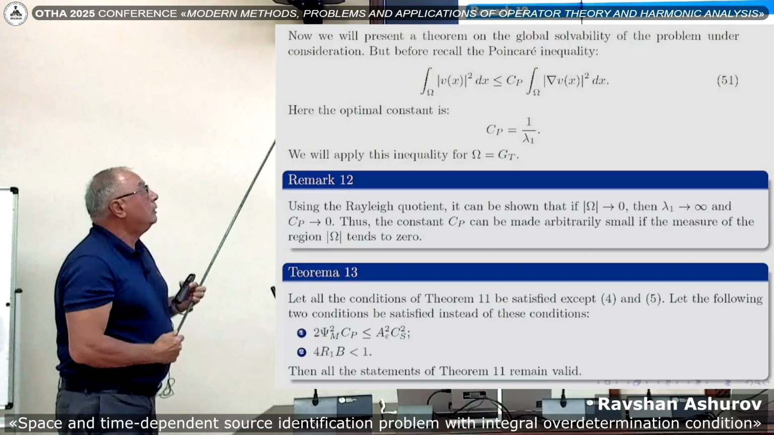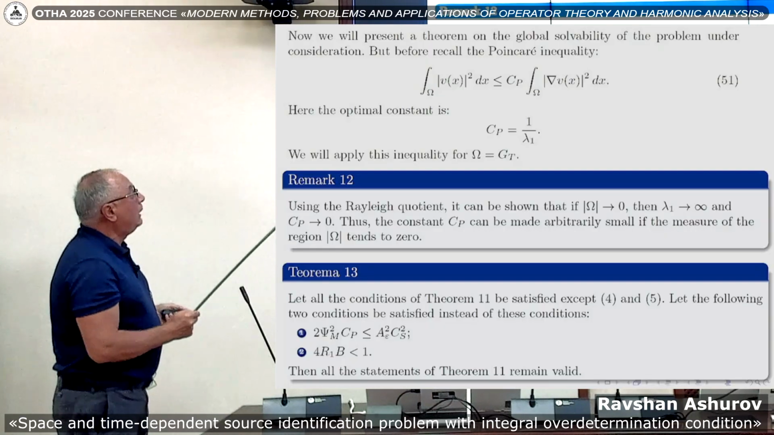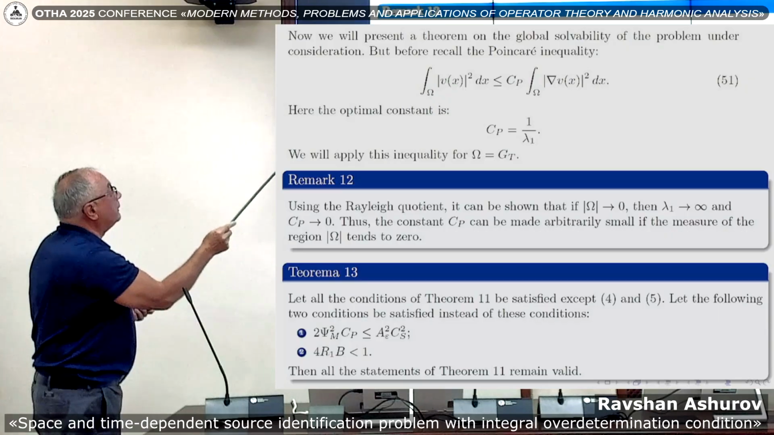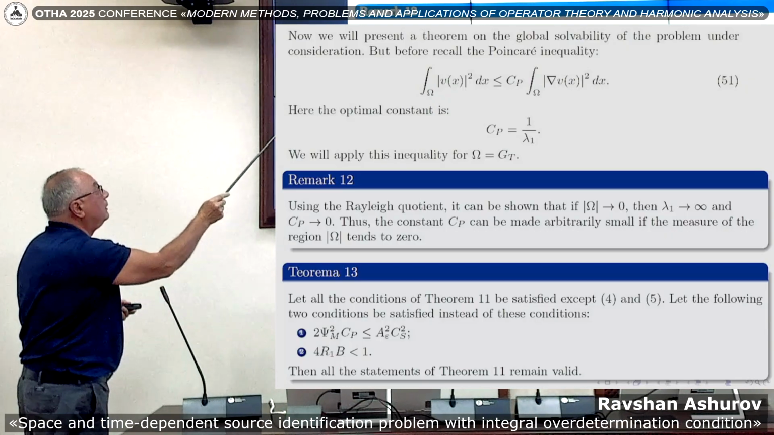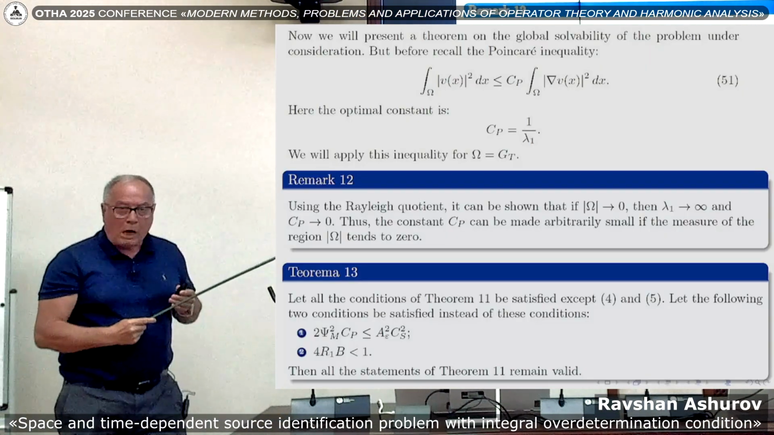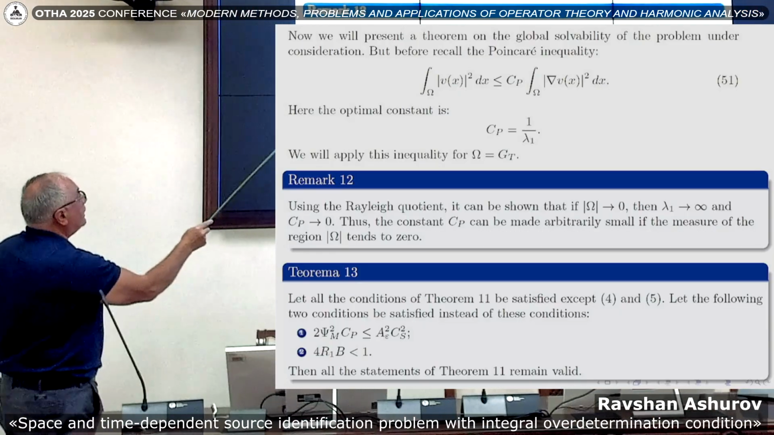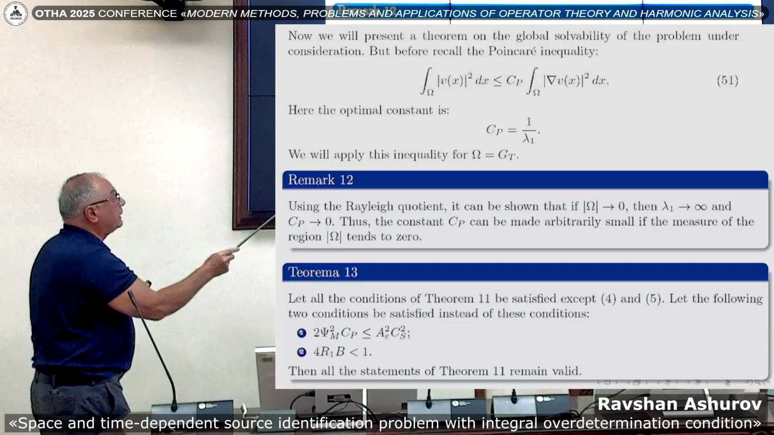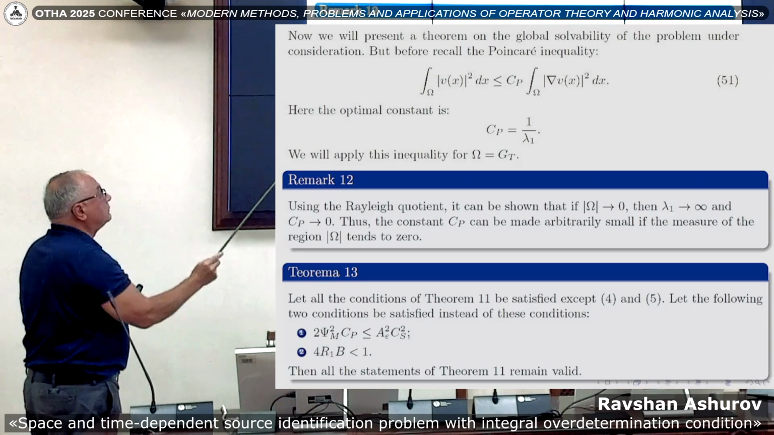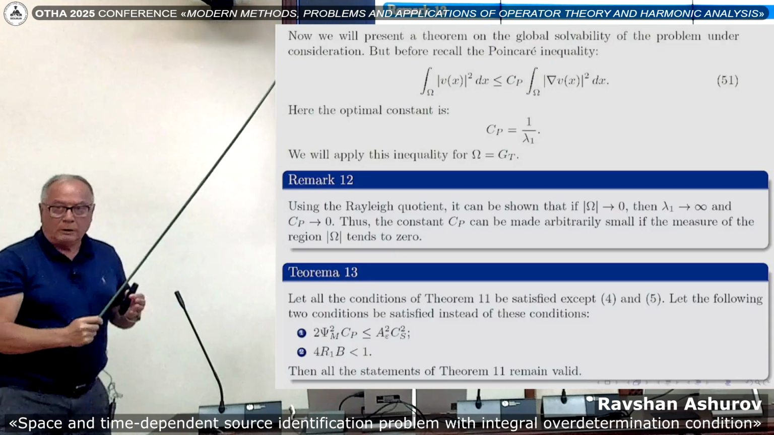We also have a result for global solvability. For this, we use inequality 51, the Poincare inequality. And C_P, the optimal C_P, is 1 over lambda, where lambda is the first eigenvalue. And you see, using the Rayleigh quotient, you can show that if the measure of omega tends to 0, then lambda 1 tends to infinity, and this coefficient will be as small as you want.